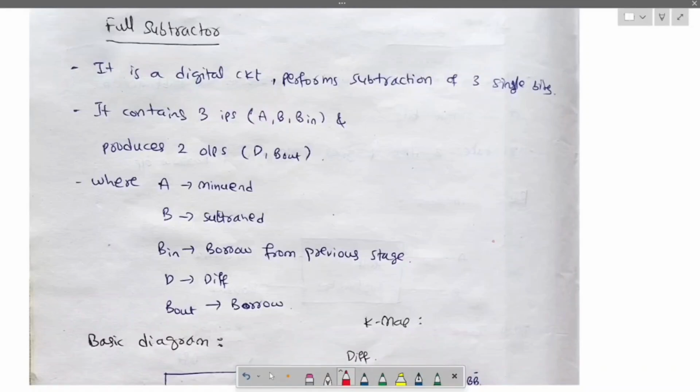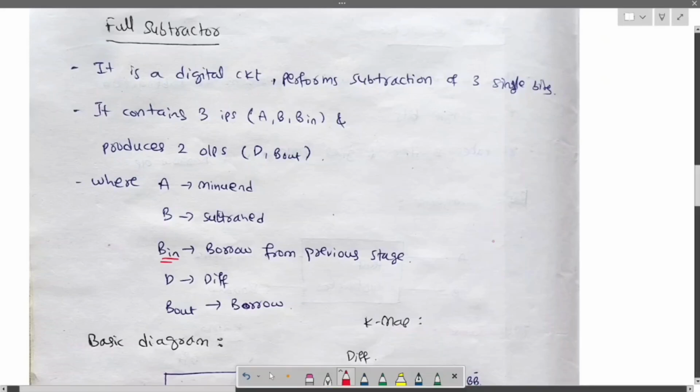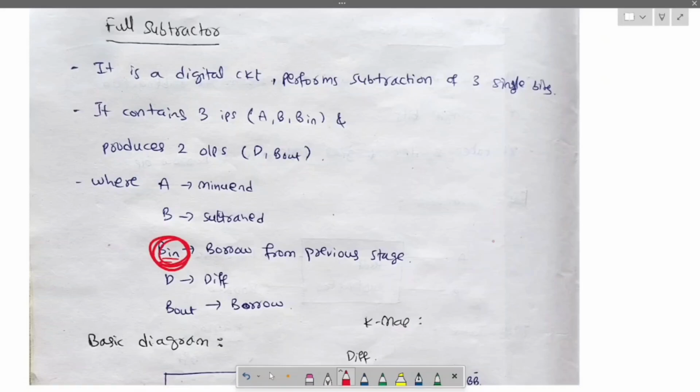In the previous tutorial, we have seen the half subtractor. Following up, now we are seeing the full subtractor. Full subtractor and half subtractor have one difference. In the full subtractor, just like the full adder where we take the carry, here we are taking the borrow.